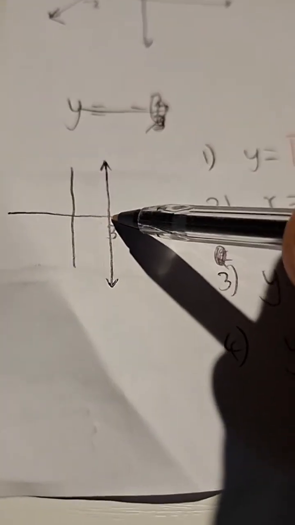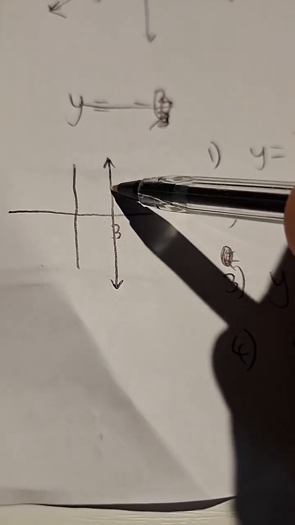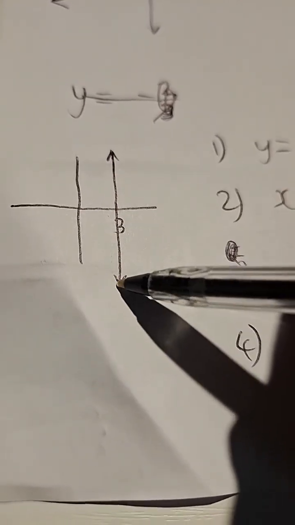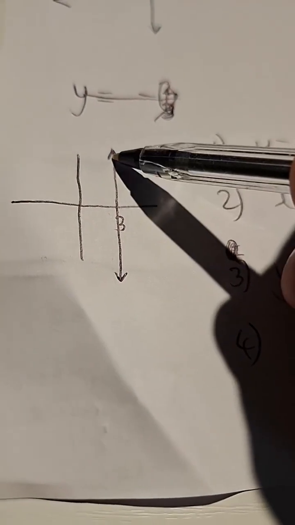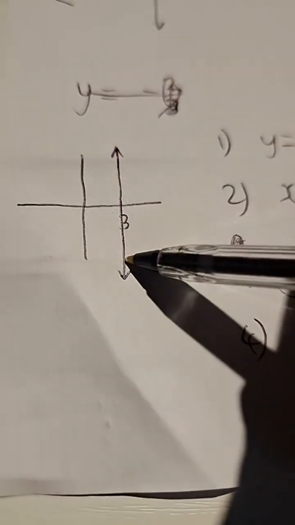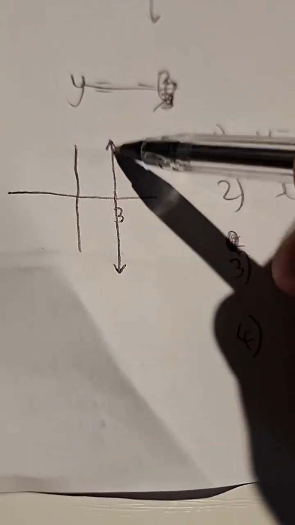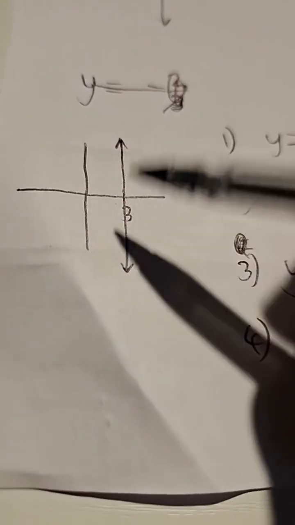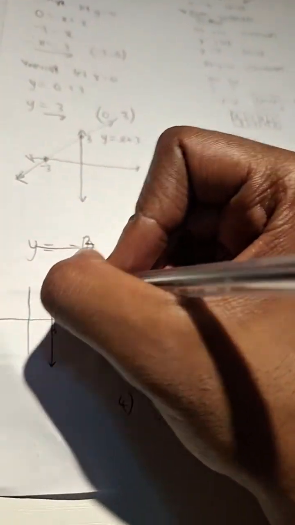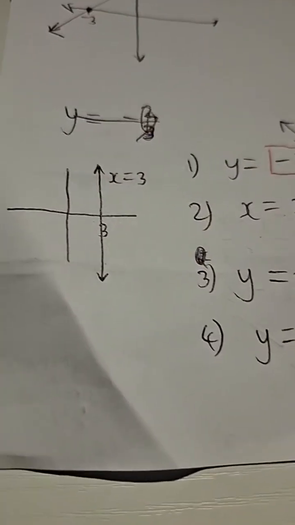Remember, x is equal to 3 is not just on the x-axis. X is equal to 3 is everywhere on this vertical straight line, everywhere. X is equal to 3 here, x is equal to 3 there, x is equal to 3 here. Are you with me? X is equal to 3 everywhere on this vertical line. So when you draw your graph, this is your graph. So you say x is equal to 3.